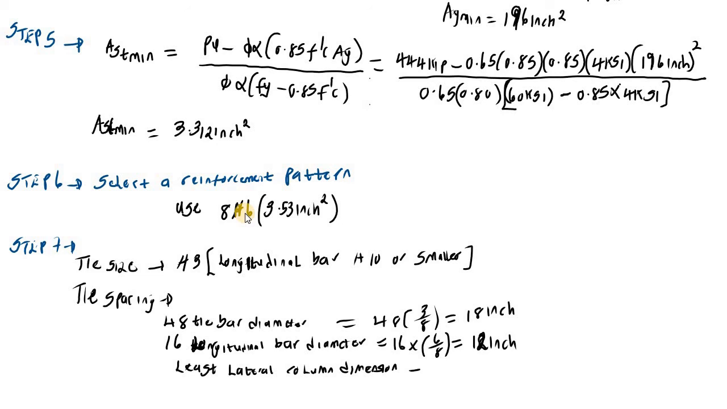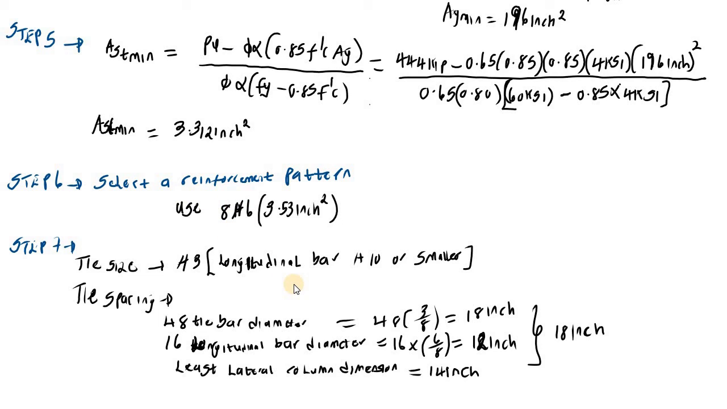Then the least lateral column dimension. Basically, this is just going to be the column dimension because we are dealing with a square column. So the size of the column is basically 14 inch. So the maximum among these values is going to be 18 inch. As you can see, 18 inches is greater than the other values. So we are going to be using 18 inch.